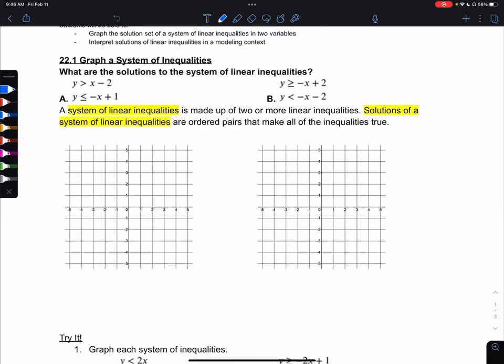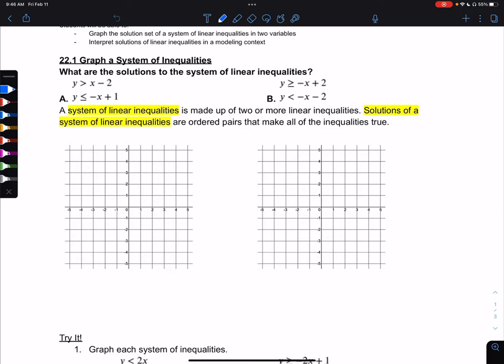In this video, we're going to look at topic 22, example 1, where we graph a system of inequalities. We're asked what are the solutions to the system of linear inequalities, and we're given two examples. This is very, very similar to the last section. The only difference is that you're graphing two inequalities on the same coordinate plane, and you're looking for where those two graphs overlap.